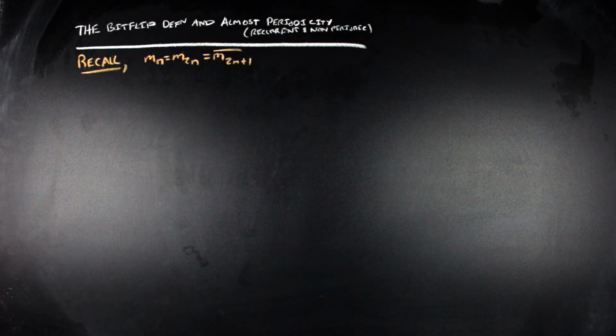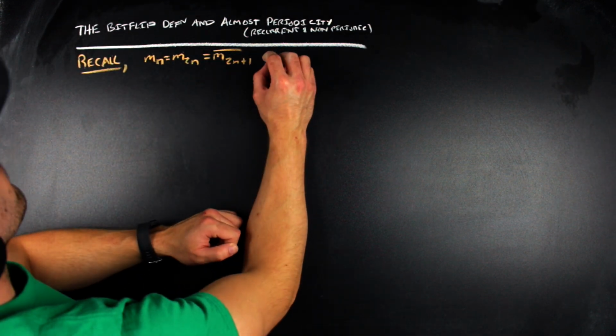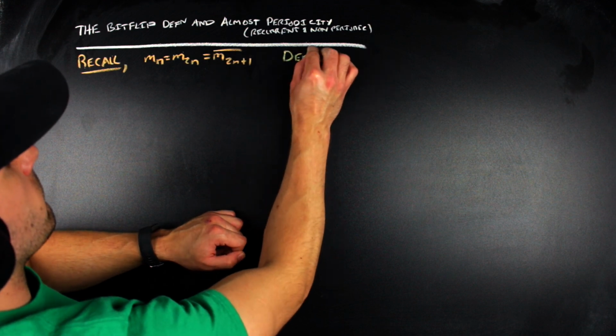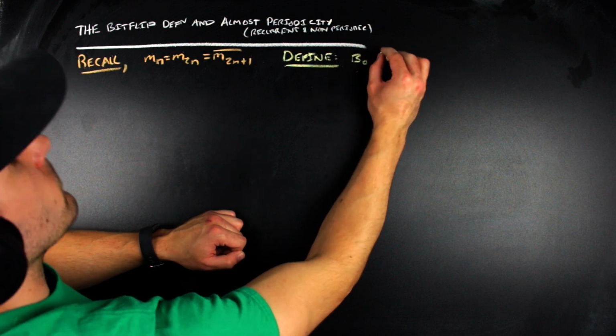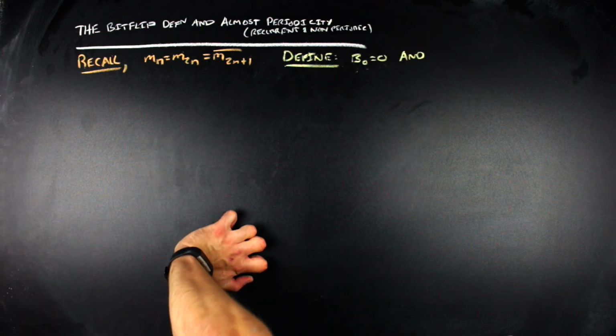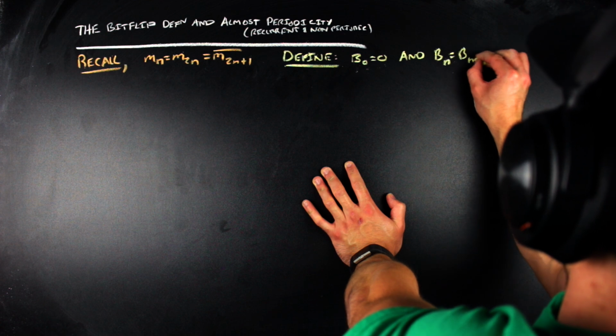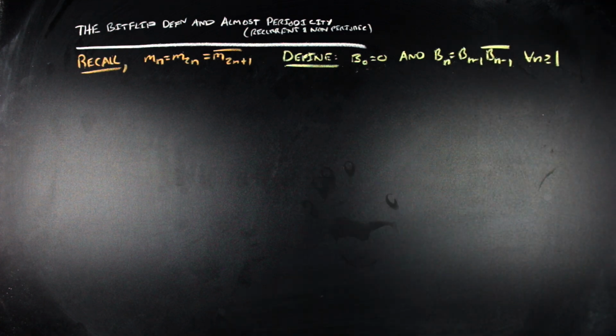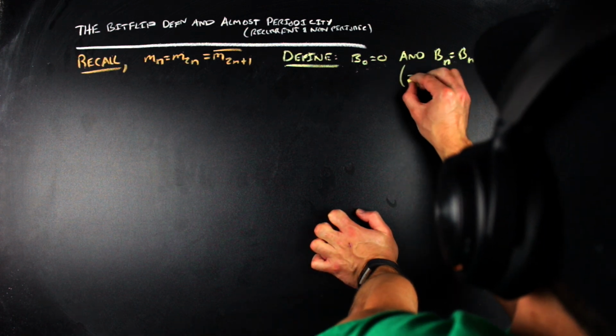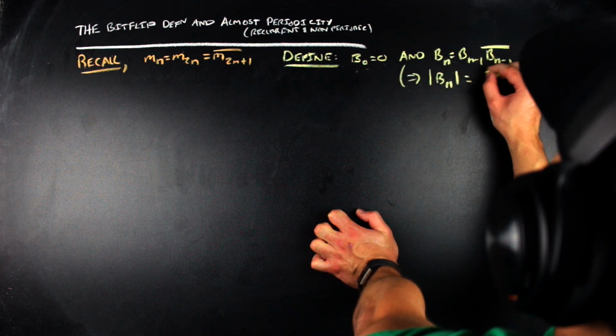To form the bit flip definition, we define b sub 0 equal to 0, and then b sub n is equal to b sub n minus 1 concatenated with the conjugate of b sub n minus 1. By this construction of the b sub n's, the length of a b sub n is equal to 2 to the nth power.